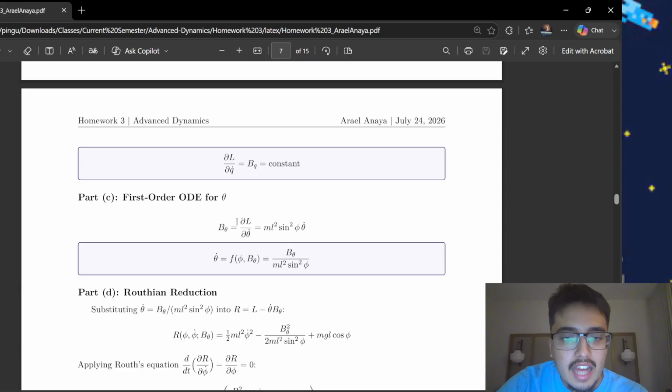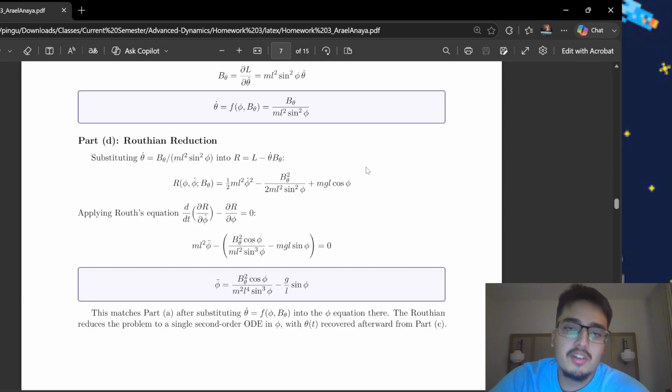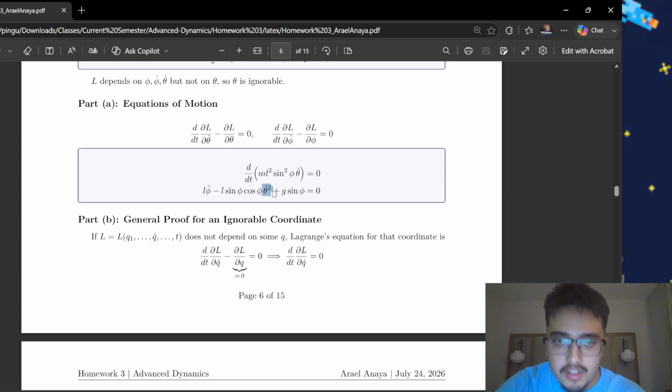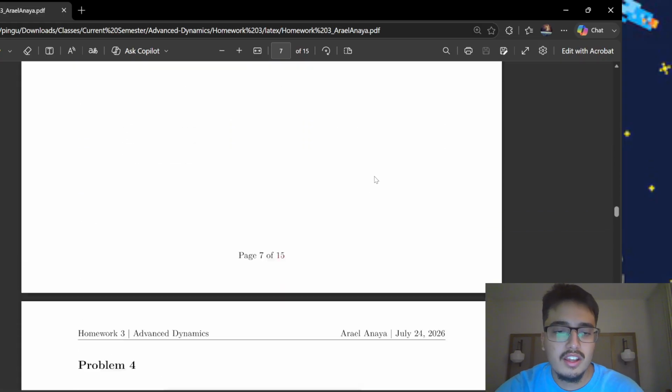Going ahead and actually doing that, I said some constant is going to be equal to dL d theta dot. Move that over there and solve for theta dot. We get this expression: some constant over ml squared sine squared phi is equal to our theta dot. Then going back, all I'm doing is plugging that back into this original equation. What that gives us is an equation for the acceleration of phi with respect to just this constant instead of having our second generalized coordinate.